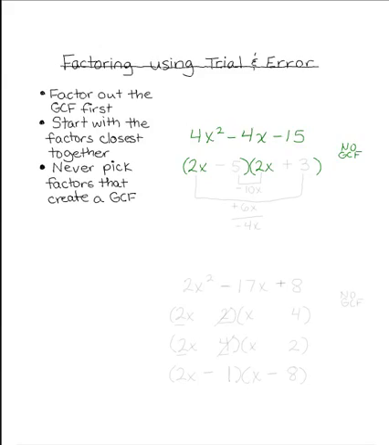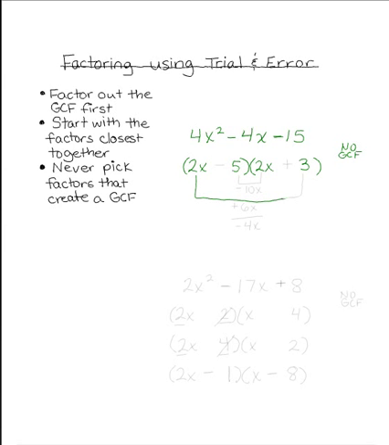The factors closest together for 15 would be 5 and 3, so I will put those in the back of each parenthesis. Notice that 2 and 5 have no GCF in common, and 2 and 3 have no GCF in common. Since 15 is in minus 15, we know we'll need one of each sign.